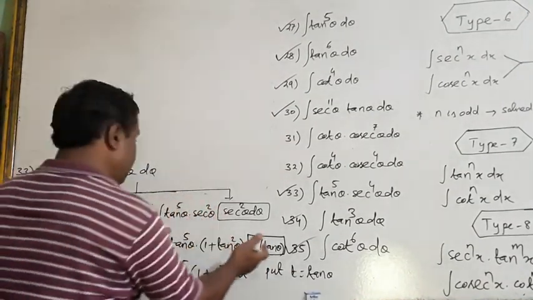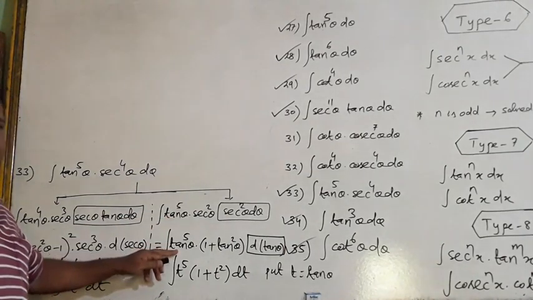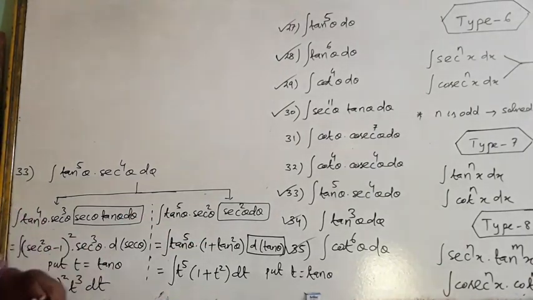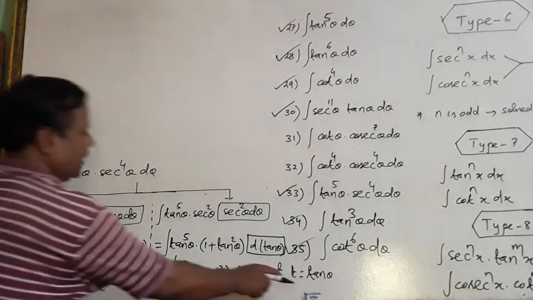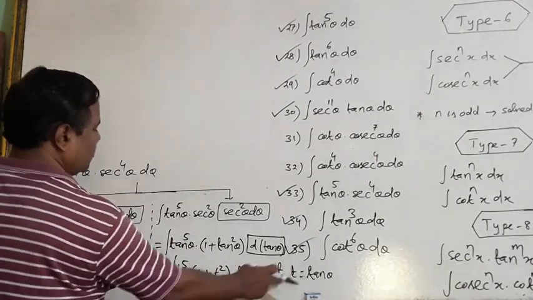Then you have to convert every term to tan theta. Here one tan theta is already there. Here sec square theta, you have to convert to 1 plus tan square theta. Okay. Now you can put t is equal to tan theta. It becomes t to the power 5, 1 plus t square dt.